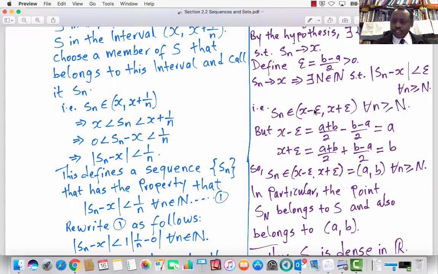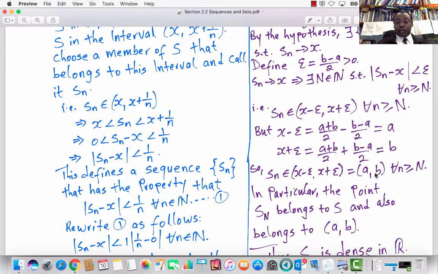X minus epsilon would be A plus B divided by 2 minus B minus A divided by 2, and that gives us A. X plus epsilon, A plus B divided by 2 plus B minus A divided by 2, which gives us B. So what we are actually saying is Sn is an element of the open interval AB, and that happens for every natural number n greater than or equal to uppercase N. That means from uppercase N, all our Sn's are in the open interval AB.